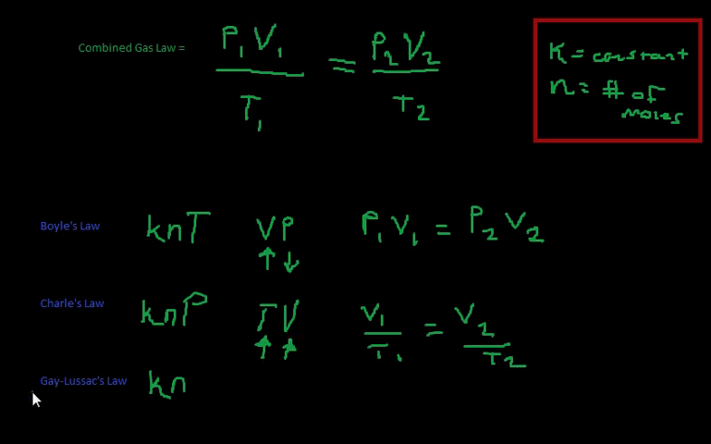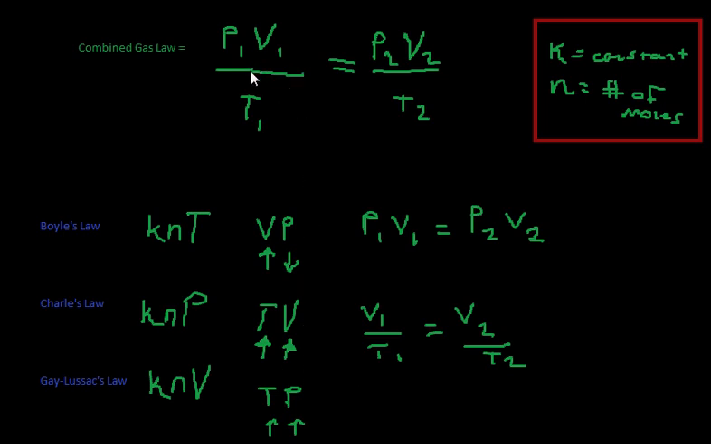Going to Gay-Lussac's law, what's going to be constant is, of course, the number of moles, like we said, and then volume. And then temperature and pressure are going to have a direct relationship, just like we had above, only different variables here. Instead of temperature and volume, we have temperature and pressure. They have a direct relationship, so same thing. If temperature goes up, pressure goes up. Temperature goes down, pressure goes down, and vice versa.